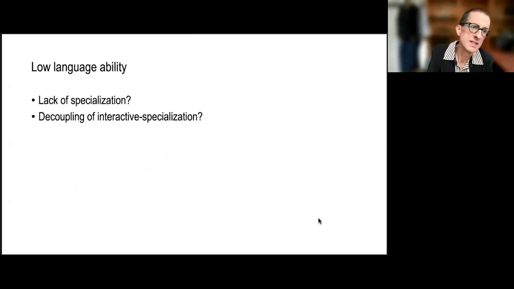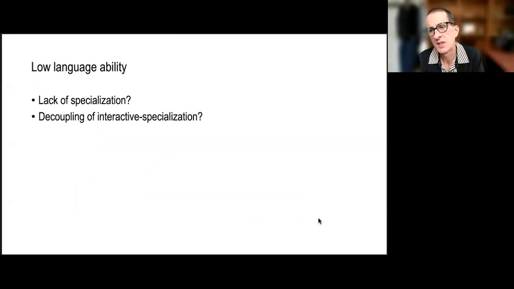Another of the questions in this project was to look at whether low language ability or developmental language disorder was associated with lack of specialization, and whether these folks had the decoupling of the interactive specialization process. I've already actually shown you evidence for this lack of specialization and low language ability. Remember, that was the first study where we showed phonological awareness was correlated with the amount of phonological specialization, whereas vocabulary was associated with lack of semantic specialization, right?